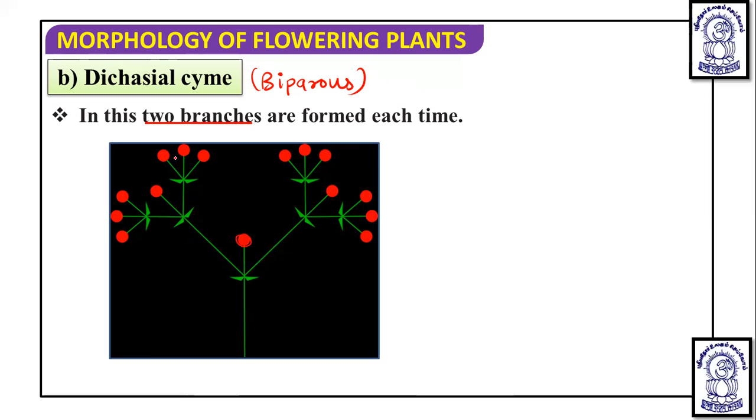And on this also two little branches originate and that also terminate into a flower, then it is known as a dichasium. Okay, so development of two branches and then terminating into a flower, that is called dichasium. Now, what are the examples in which dichasial is seen?